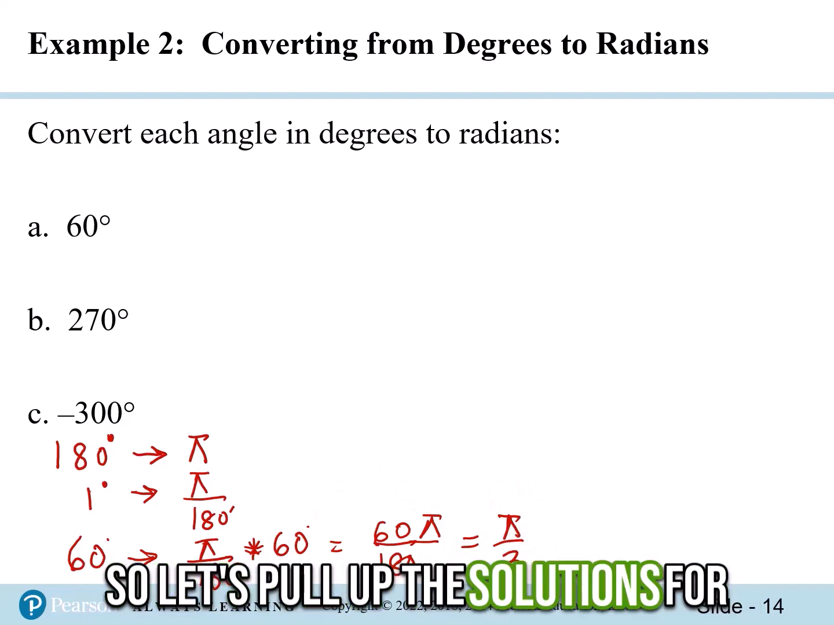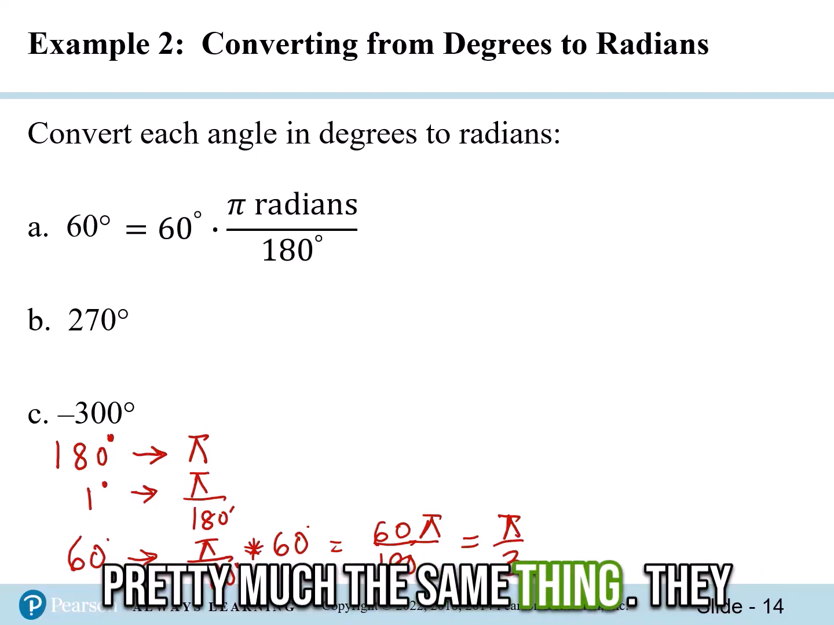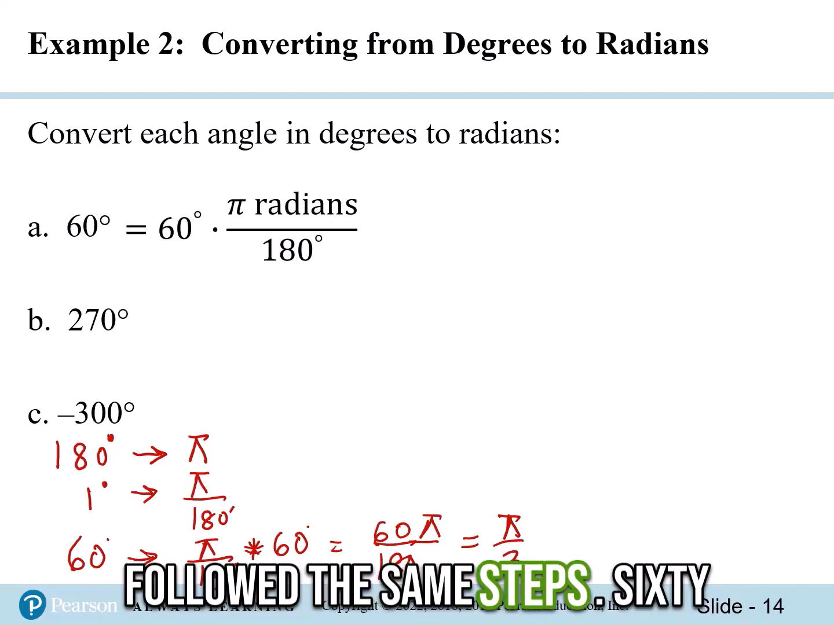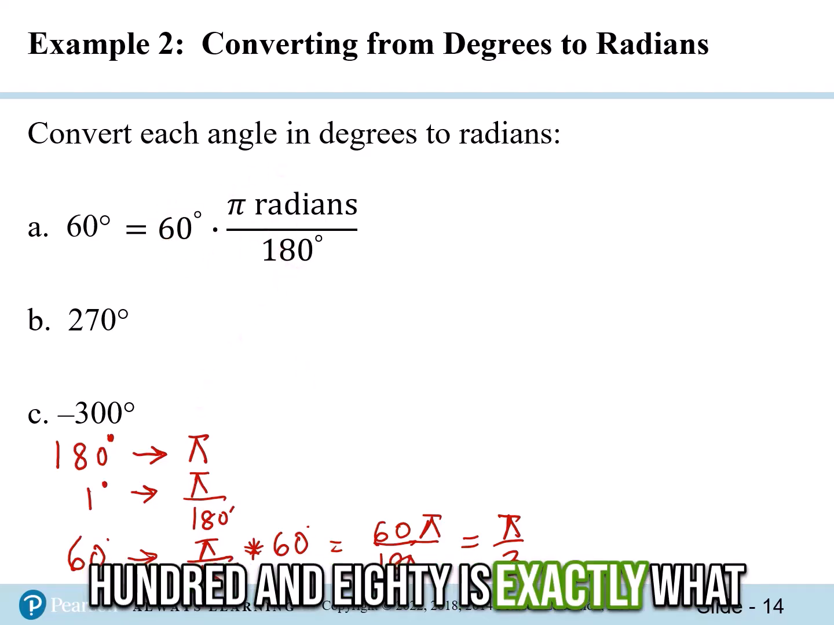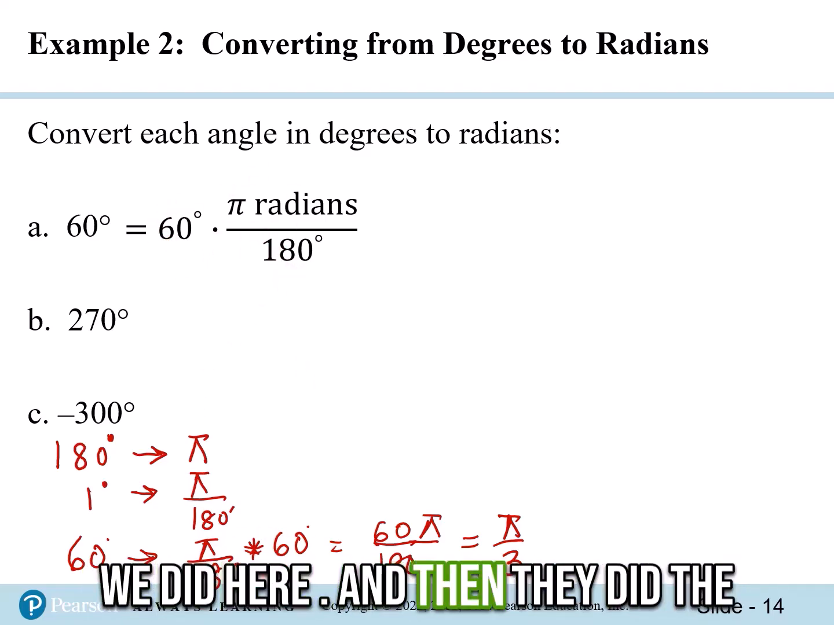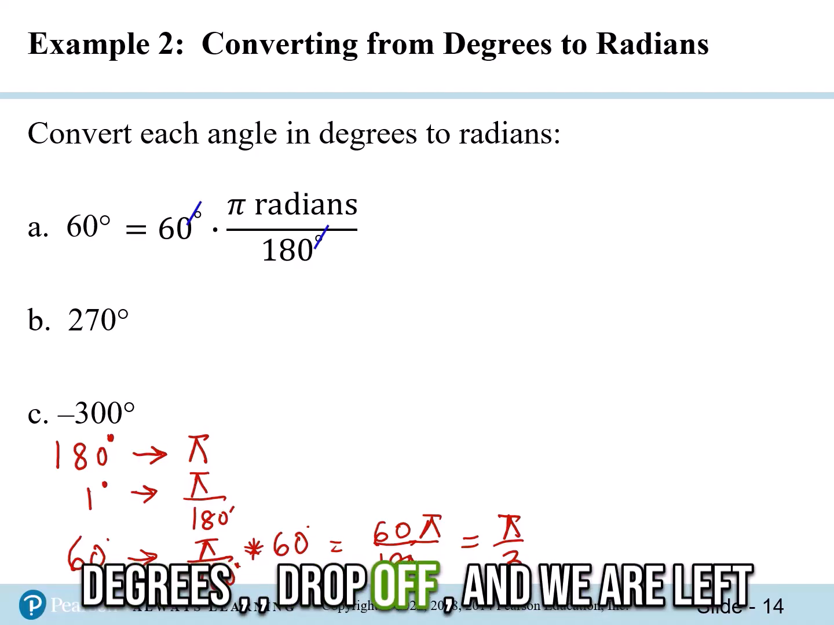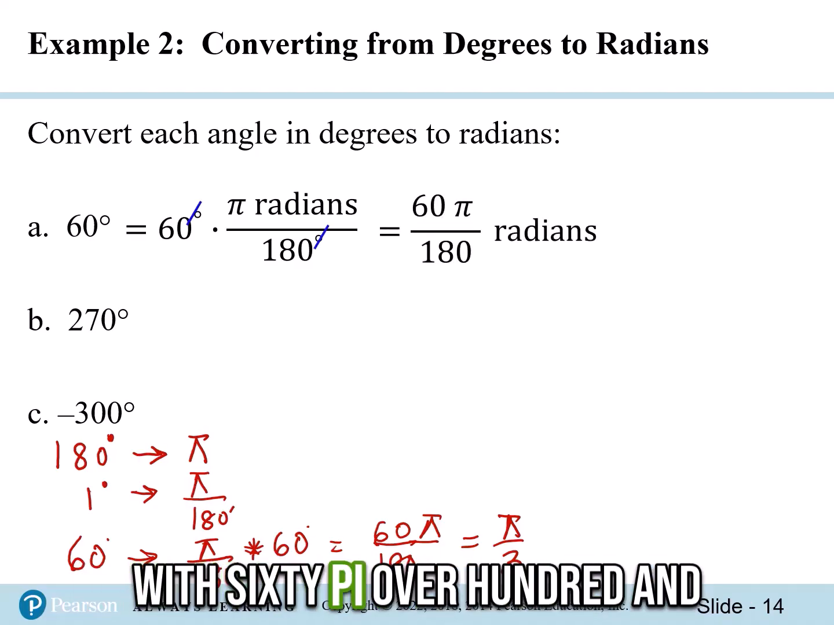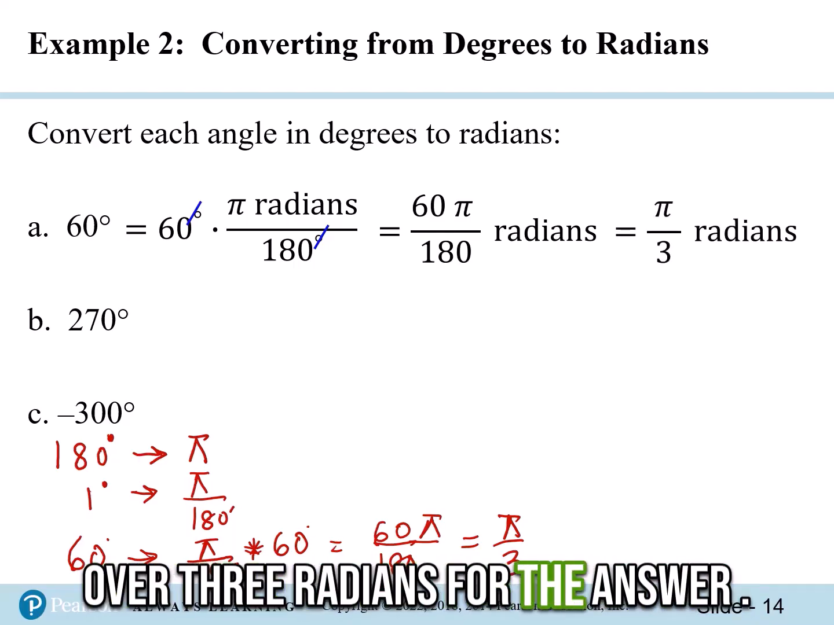So let's pull up the solutions for the 60 degrees here. They've done pretty much the same thing. They followed the same steps. 60 multiplied by pi over 180 is exactly what we did here. And then they did the calculation. The degrees and degrees drop off and we are left with 60 pi over 180 radians, which will give us pi over 3 radians for the answer.